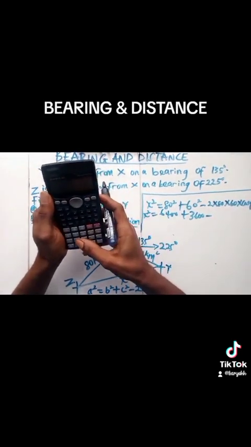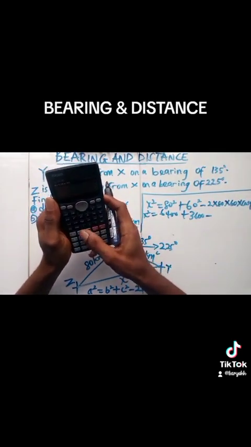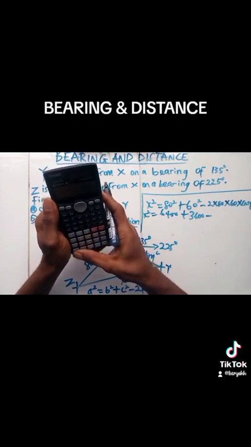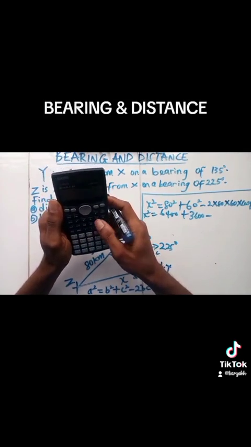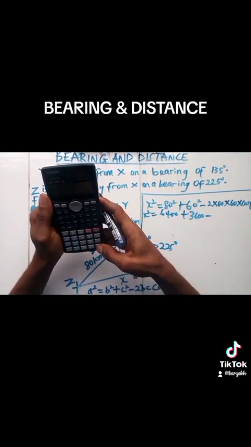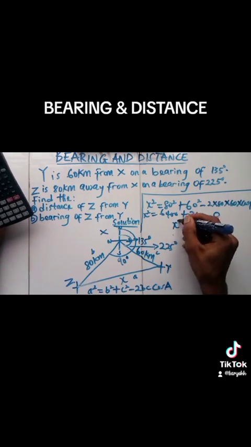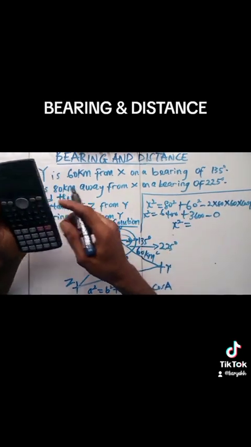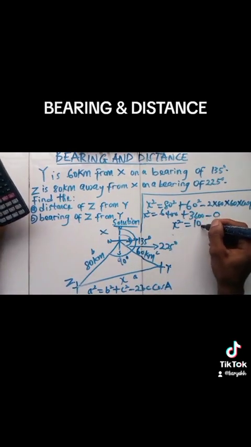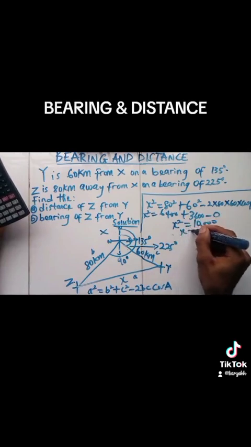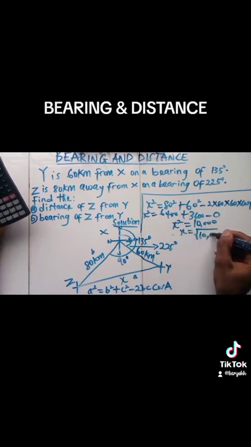Let me use the calculator. 2 times 80 times 60 multiplied by cos 90 degrees, and that is 0. So remember, cos 90 degrees is 0, so definitely everything here should be 0. So that is minus 0, and I will have my x squared equal to 6,400 plus 3,600. That is 10,000.